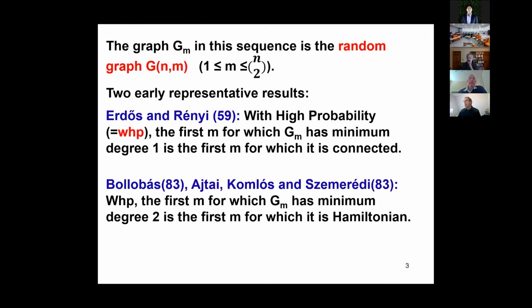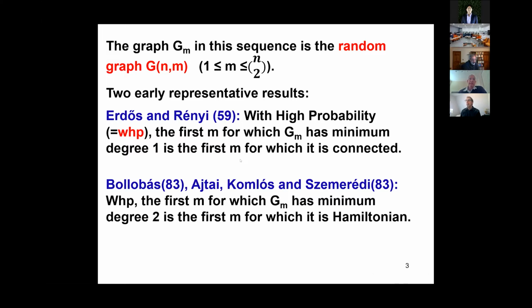And maybe the nicest results here are stopping time results. And here I mention two classical ones. The first one is due to Erdos and Renyi. What they showed is that with high probability, namely with probability that tends to 1 as the parameters of the problem grow to infinity, the first value of m for which the graph G_m has minimum degree 1 is exactly the first value of m where the graph becomes connected.